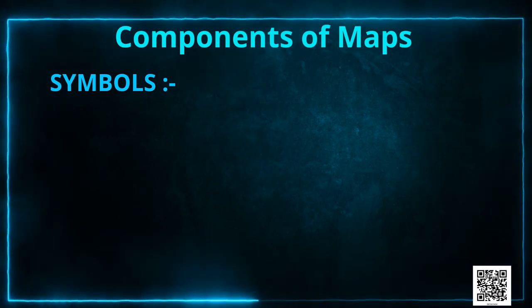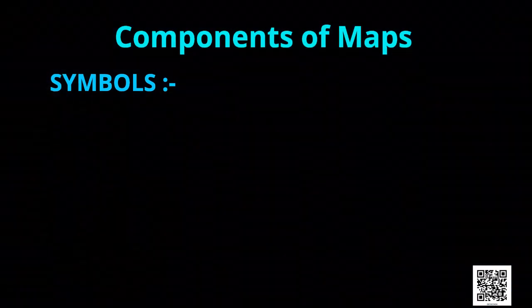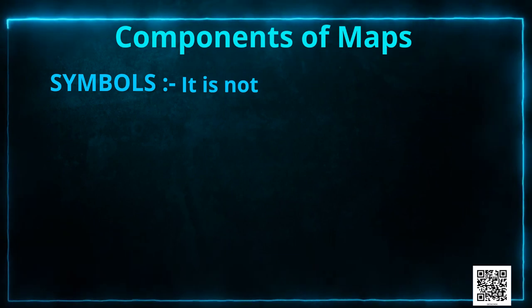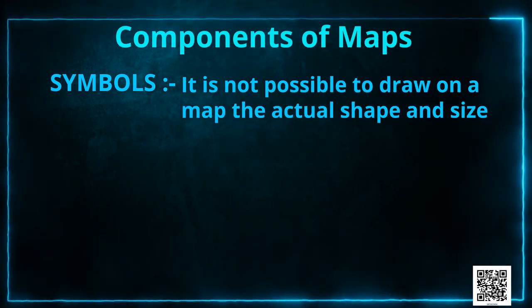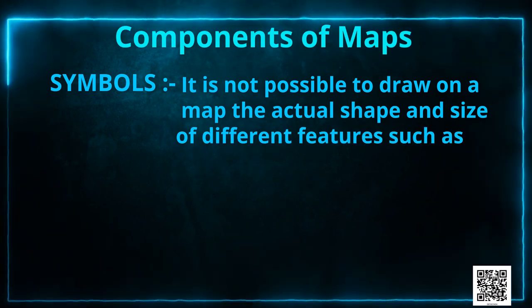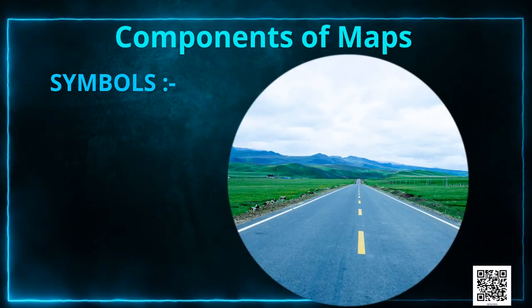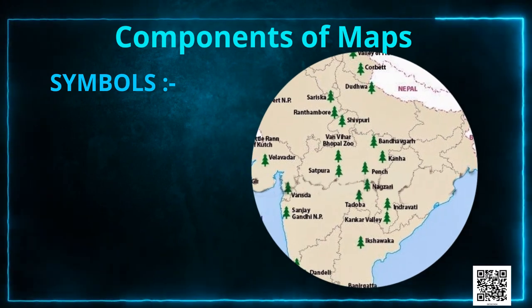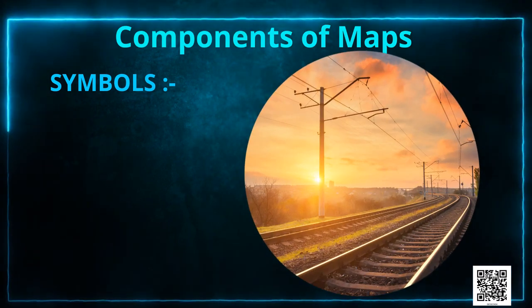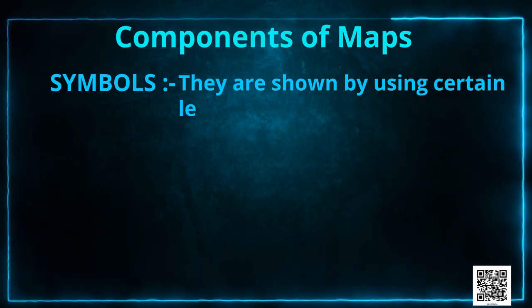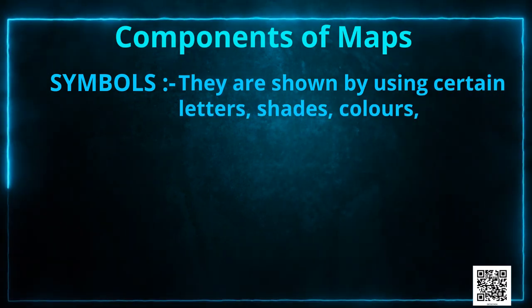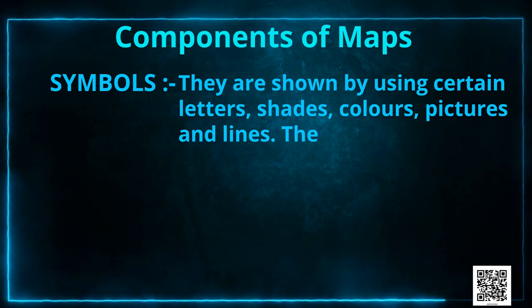It is the third important component of a map. It is not possible to draw on a map the actual shape and size of different features such as buildings, roads, bridges, trees, railway lines or a well. So they are shown by using certain letters, shades, colors, pictures and lines.